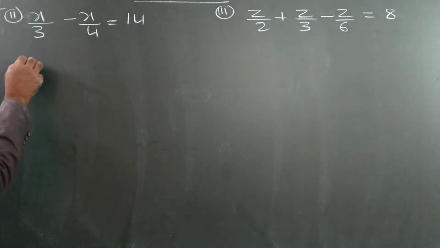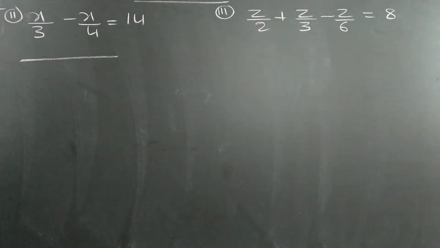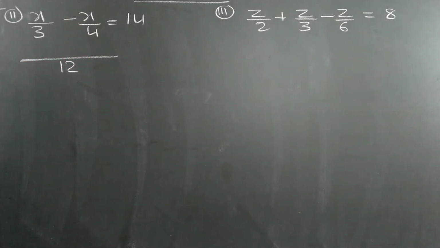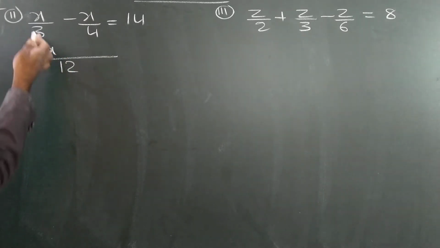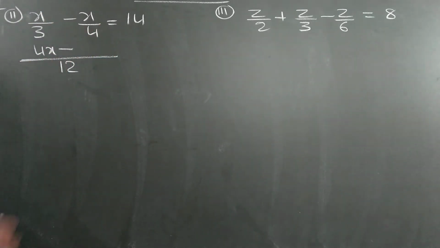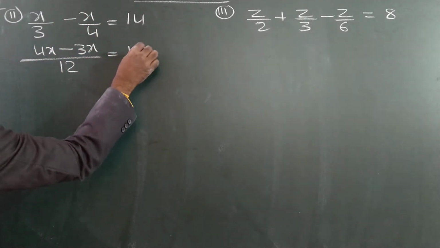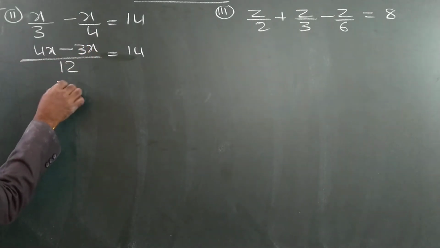Do it. When we subtract fractions, we have to take the LCM. 3 and 4, LCM is 12. 3 4s are 12, 4 into x, 4x. 4 3s are 12, 3 into x, 3x. Four x minus 3x is x.